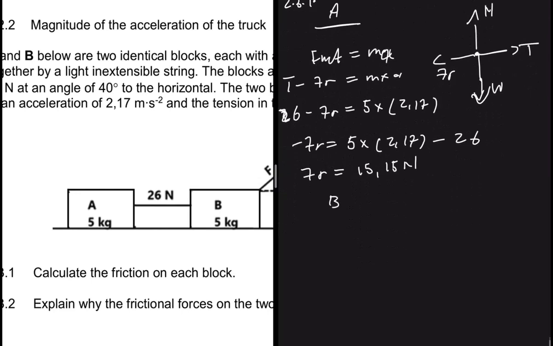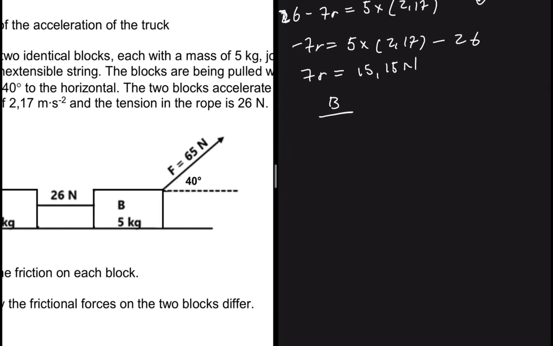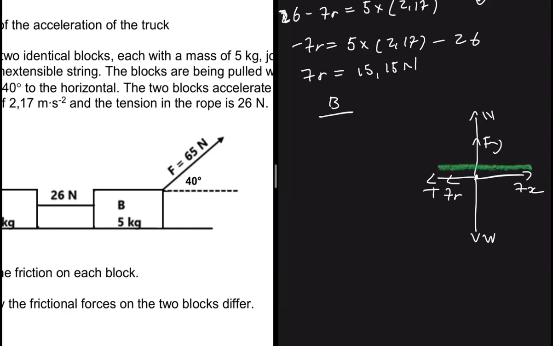And moving to block B, let's use the same approach. Let's start with the free body diagram. We can never go wrong with the free body diagram. So we have the weight, we have the normal force, we have the tension, and the frictional force opposing. And then the force that is pulling, we have Fx, the x component of F. And then we have Fy, the y component of F. But we are only interested in the x component of F.